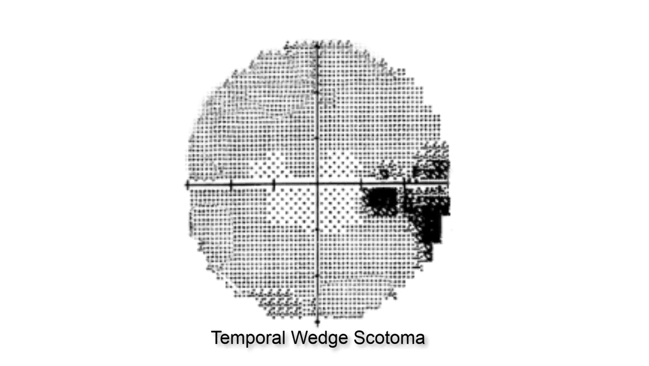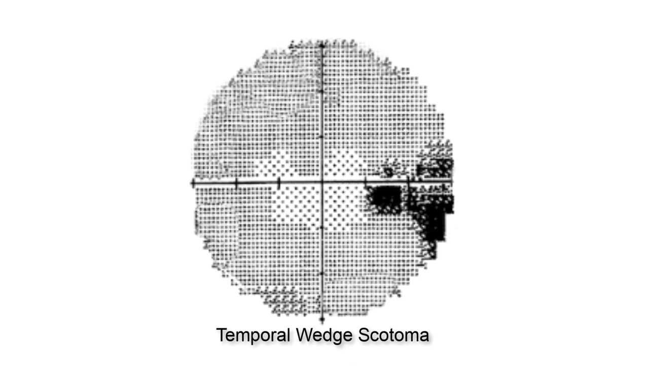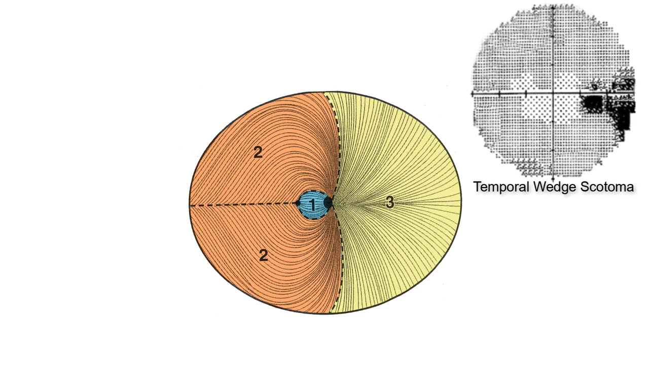This is a temporal wedge scotoma. It indicates damage to the retinal bundles that originate in the nasal retina and travel radially into the nasal portion of the optic disc. This defect is uncommon, occurring particularly in congenitally dysplastic optic neuropathies.